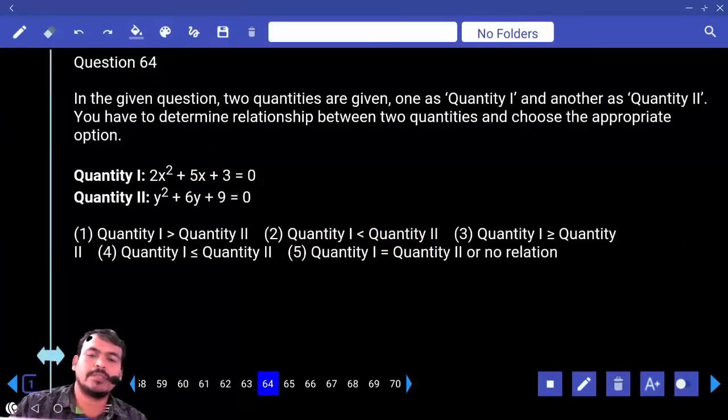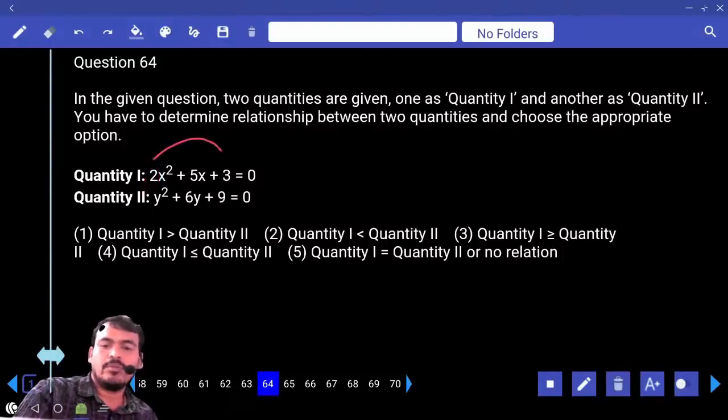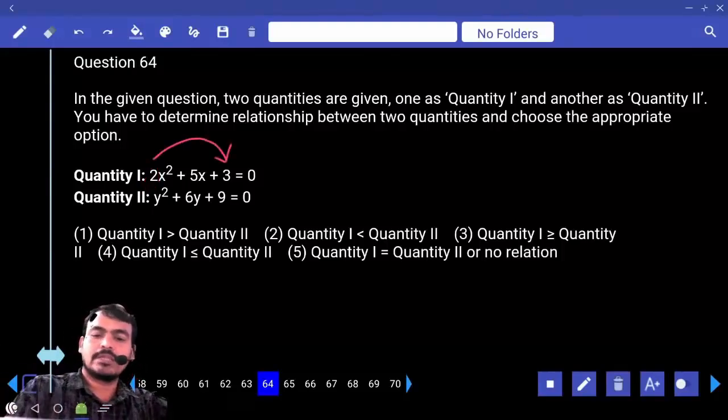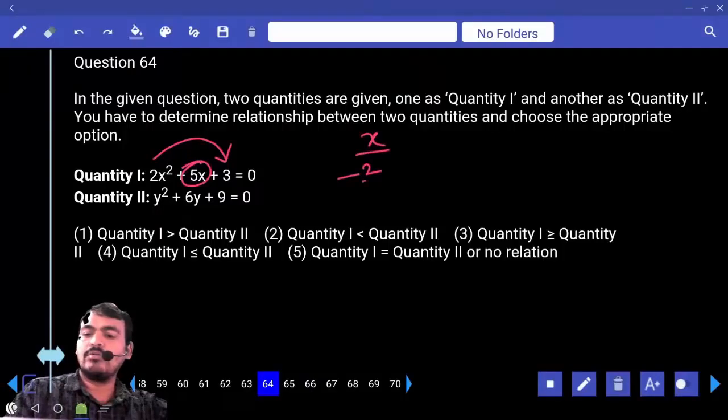Quantity 1: 2x square plus 5x plus 3 equal to 0. Quantity 2: y square plus 6y plus 9 equal to 0 or not? In first one, what is the coefficient value? 2 or not? Means we get the integers or not? We get the integers. But negative integers or positive integers? Negative integers. But second one we get negative values or positive values? Negative values. First, 2 times 3 is how much? 6. Product value 6, but sum value is how much? 5. The next final roots we write: minus 2 by 2 and minus 3 by 2 or not?